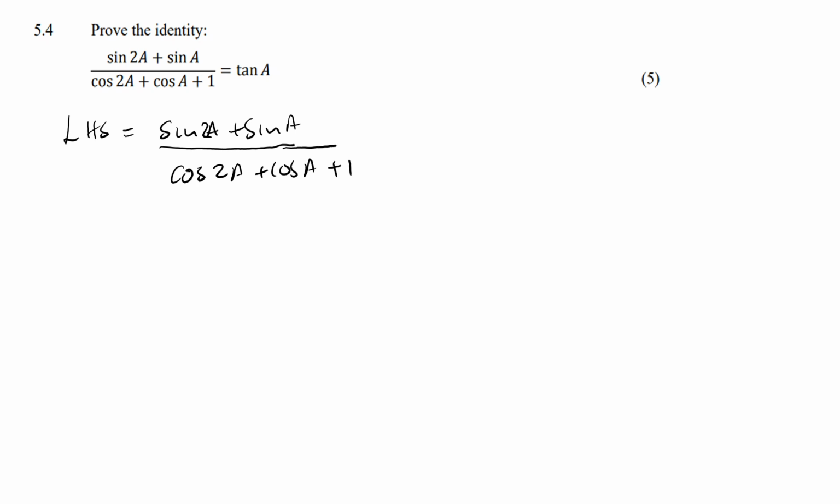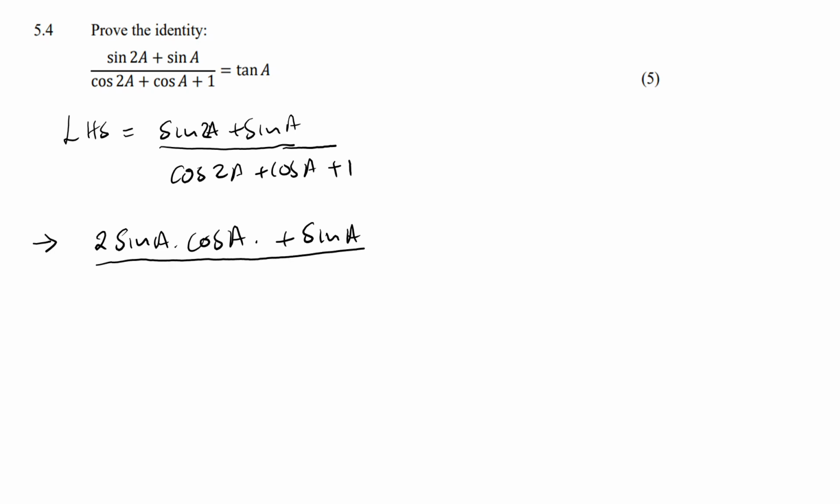So the reason we are doing this is for the marker to understand which side we are working on. Do you see the double angles? Yes. Then we need to change sin 2a. We know that sin 2a is 2 sin a cos a, so we substitute that. Then I still have plus sin a. Everything is good on top.